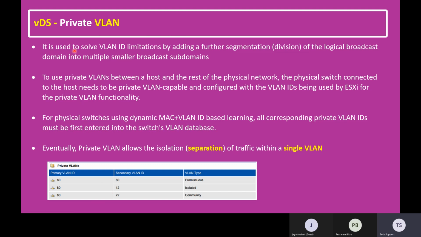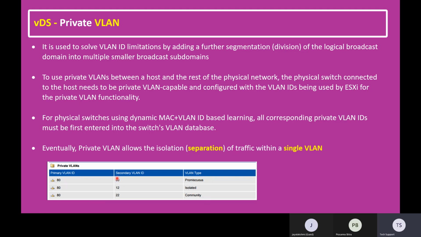And if we talk about some more additional points on private VLAN, let's try to understand from this table. There are two types of private VLAN IDs: primary VLAN ID and secondary VLAN ID. Remember that the primary VLAN ID is always the same; we cannot change the primary VLAN ID. And for the secondary VLAN ID, we have three types: promiscuous, isolated, and community.